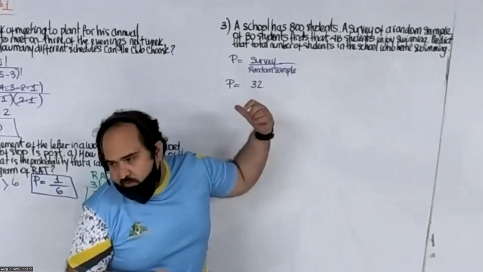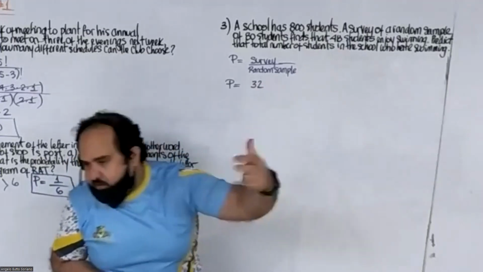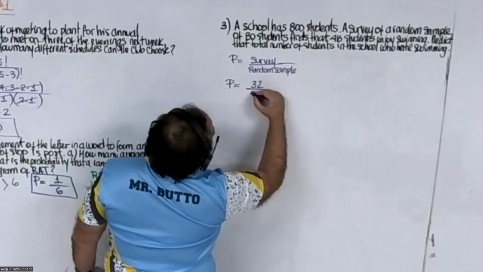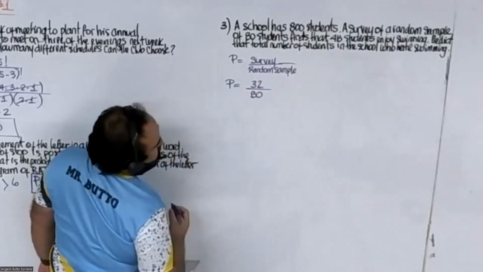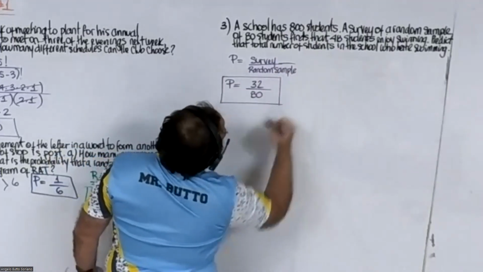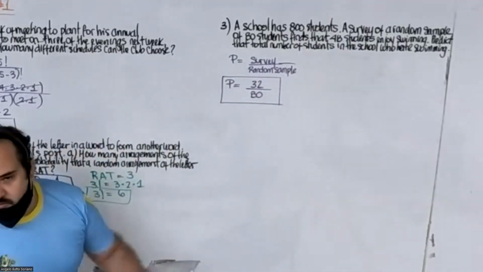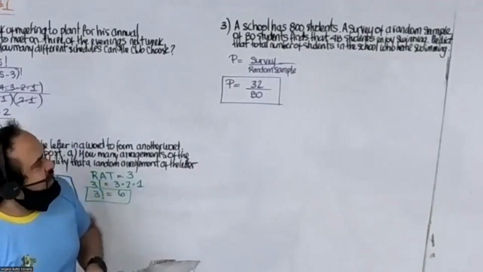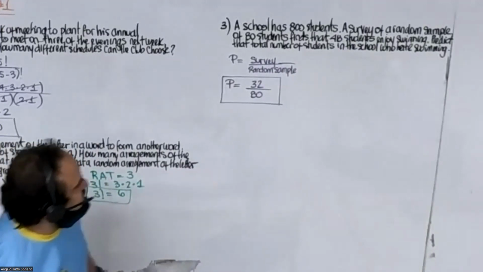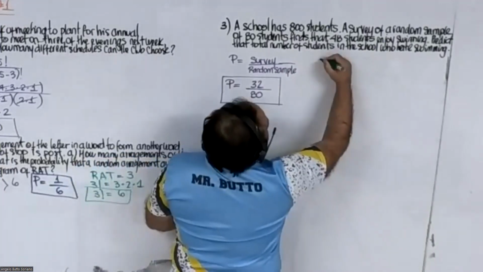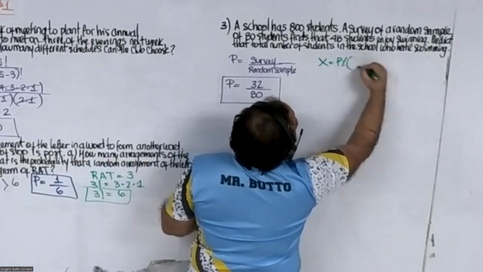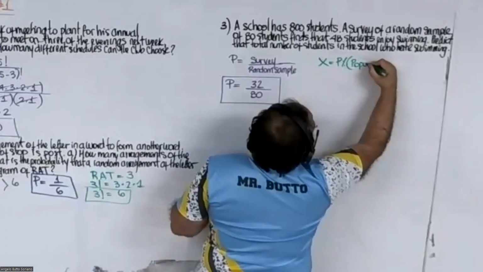I'm going to use 32 because 32 students hate swimming, divided by the random sample 80. You can leave this answer in fractions or in percentage. Both answers are acceptable. Now we're going to calculate the prediction. Remember, the prediction is supposed to be X equals P percent times the population.